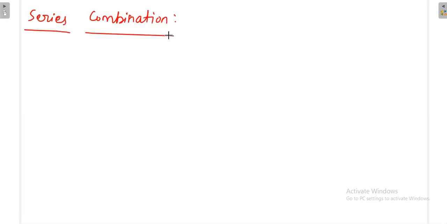Okay, series combination. Here we are going to connect two networks in series combination. It is not two elements, but two different two-port networks. We'll connect them in series format. Already you know that whenever we connect ordinary elements in series format, the current will be the same.